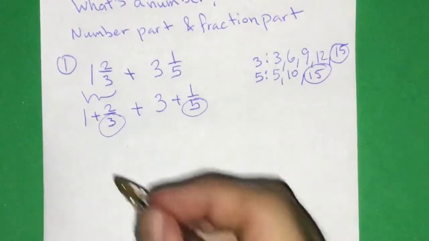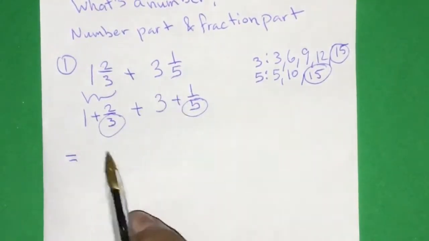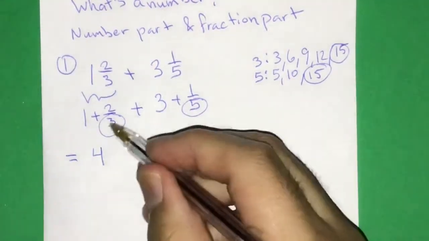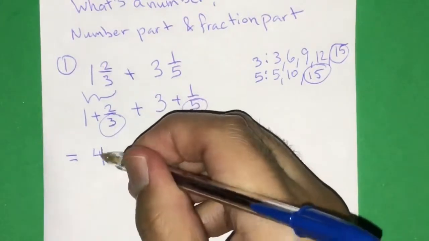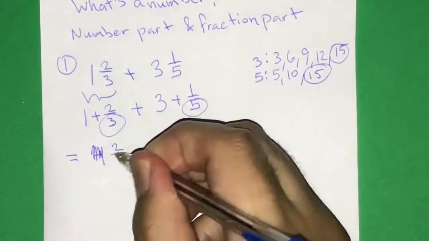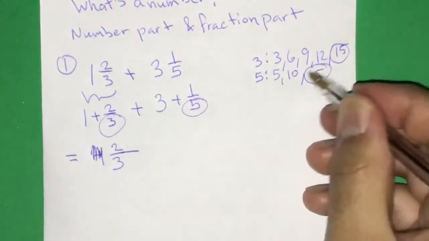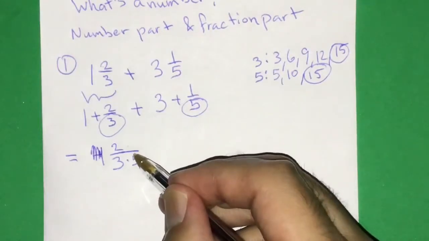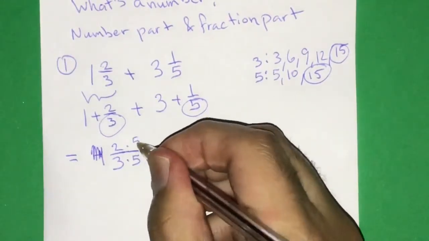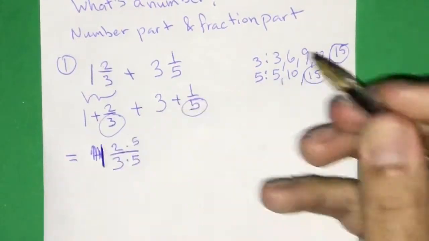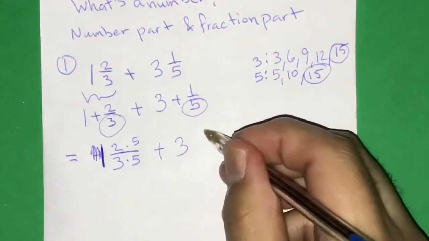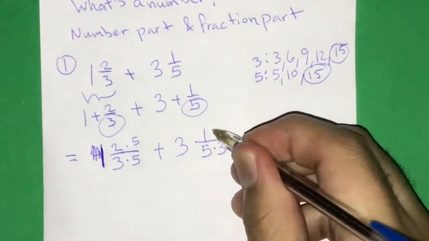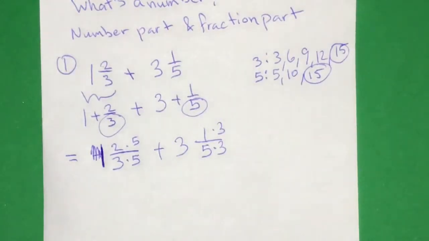Okay, let's do this real quick. This is going to be equal to, first, adding our whole number parts, which will give 4, but let's wait to add these together. So we have 1 and 2/3, and we're going to have to multiply this by 5. We multiply the denominator and numerator by 5 to get an equivalent fraction. We're also adding 3 and 1/5, but we're going to multiply this one by 3, multiplying the denominator and numerator by 3 to get equivalent fractions.